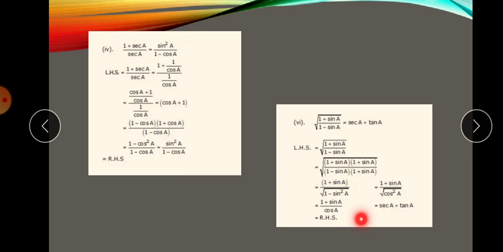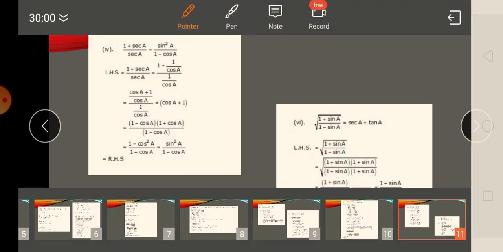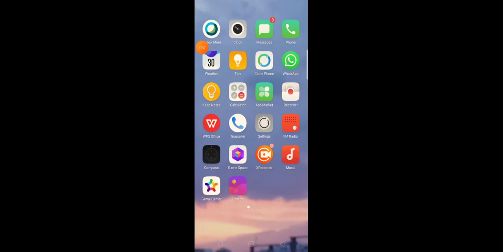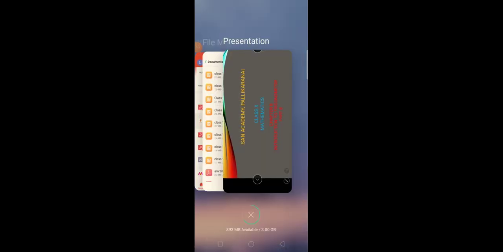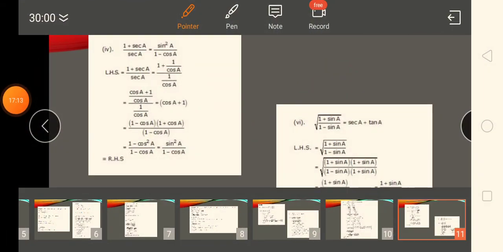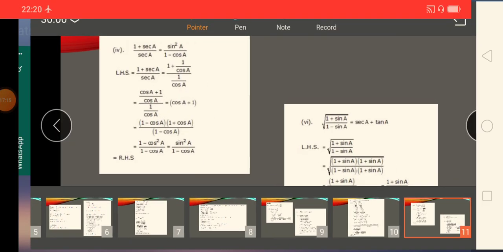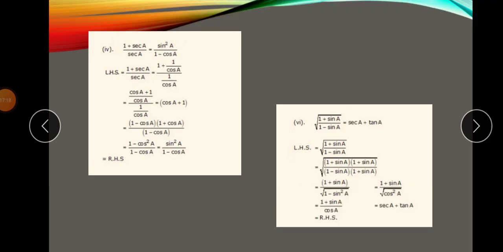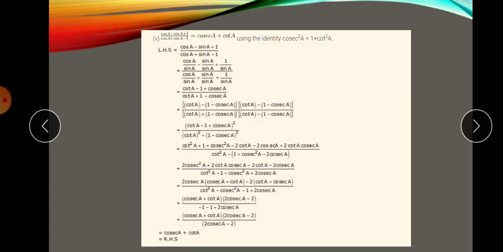Secant A plus tan A is the RHS here. You got the RHS. This is very important, sir. Okay, now let me see the next sum. The sum is very little. This is also very important. The same type of sum is there in the example.